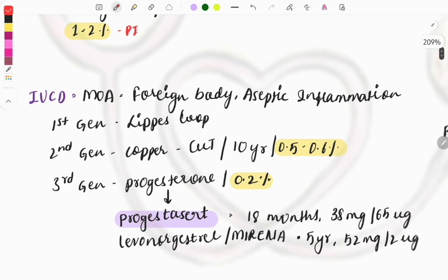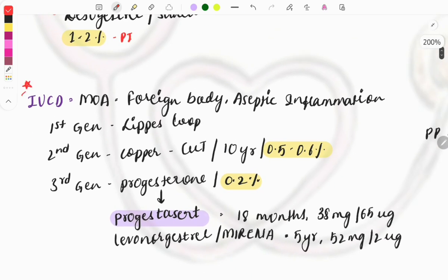Then moving on to the IUDs. A famous question, asked multiple times; in all the exams you can expect one question from IUDs.